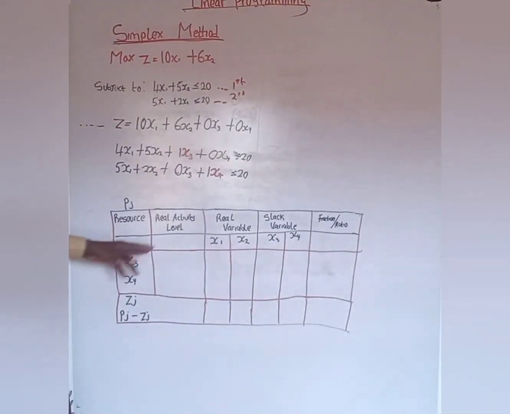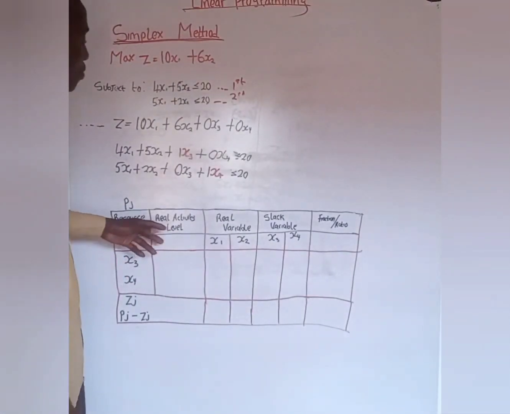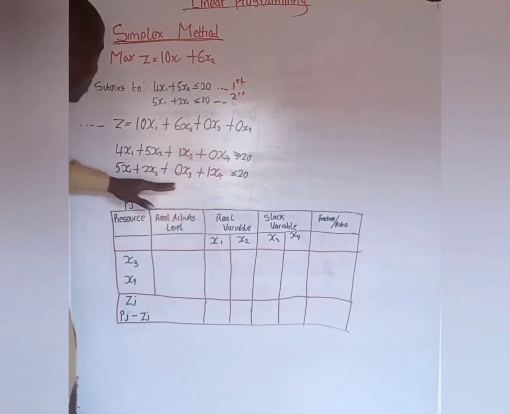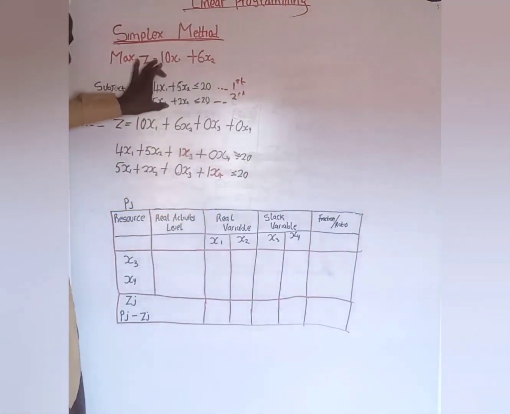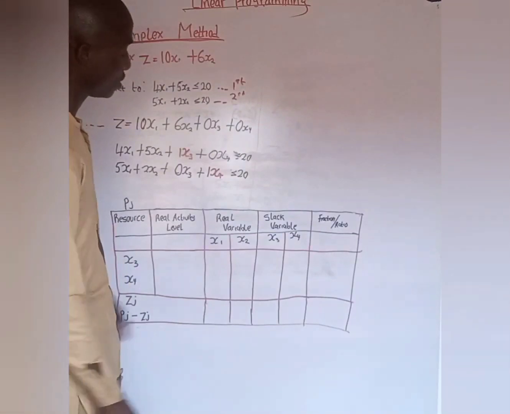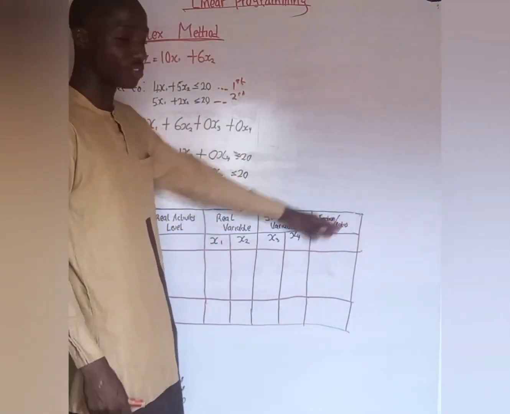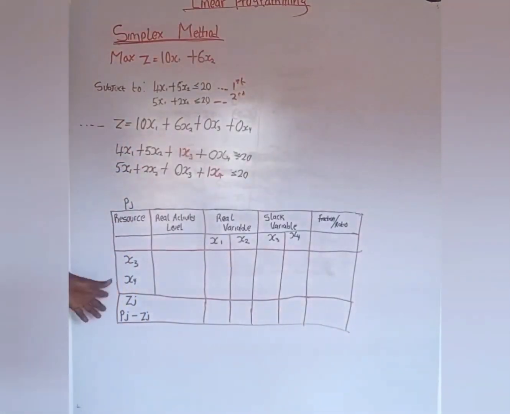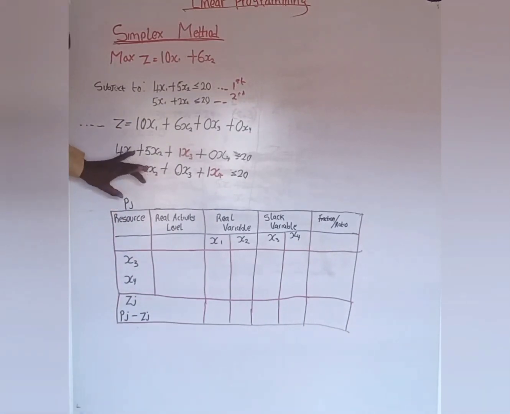Don't forget, this is the input. Then we have the real activity level. We have the real variables, which are the variables that we have here, variable x1 and variable x2. And we have the slack variables that we introduced in the course of the production process to absorb the resources that are left out. And we have the function and ratio. On the column side, under the resource, we have the slack variables in here, and we have the zj, and we have the pj minus zj. The pj, let me start by saying that the pj is the coefficient of the variables x1, x2, x3, and x4 in our standard objective function.